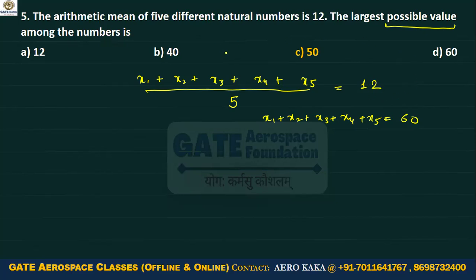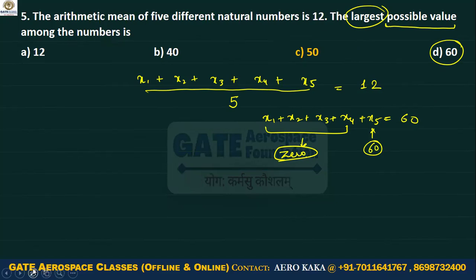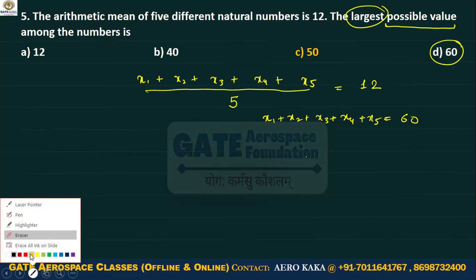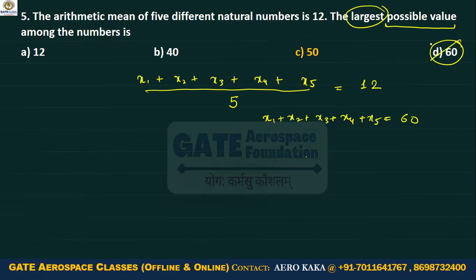Now, if I start eliminating the options, I'll start from the largest number because I'm supposed to find out the largest possible value. So if I take any of the x equal to 60, the rest of them will become 0. But 0 is not a natural number. Natural numbers start from 1. So this option is incorrect. Right. So 60 is eliminated.